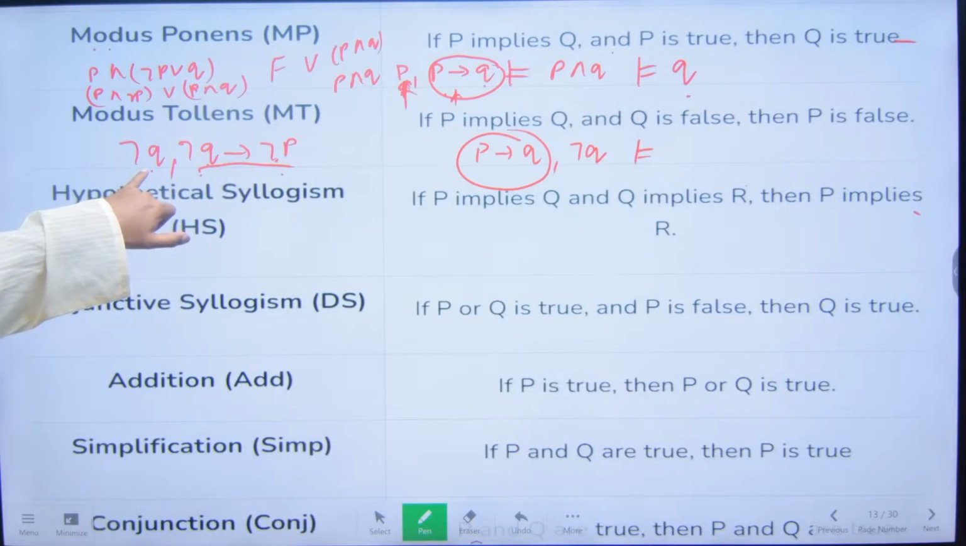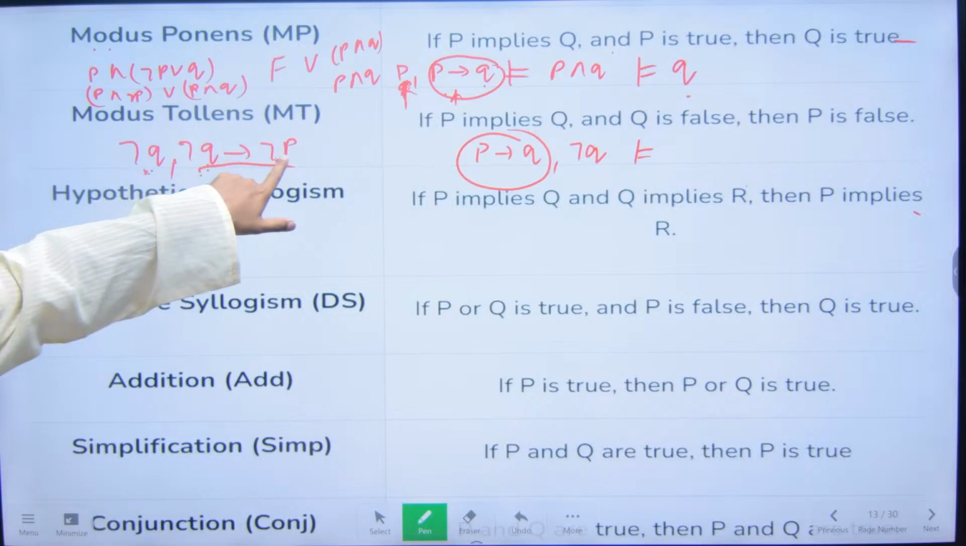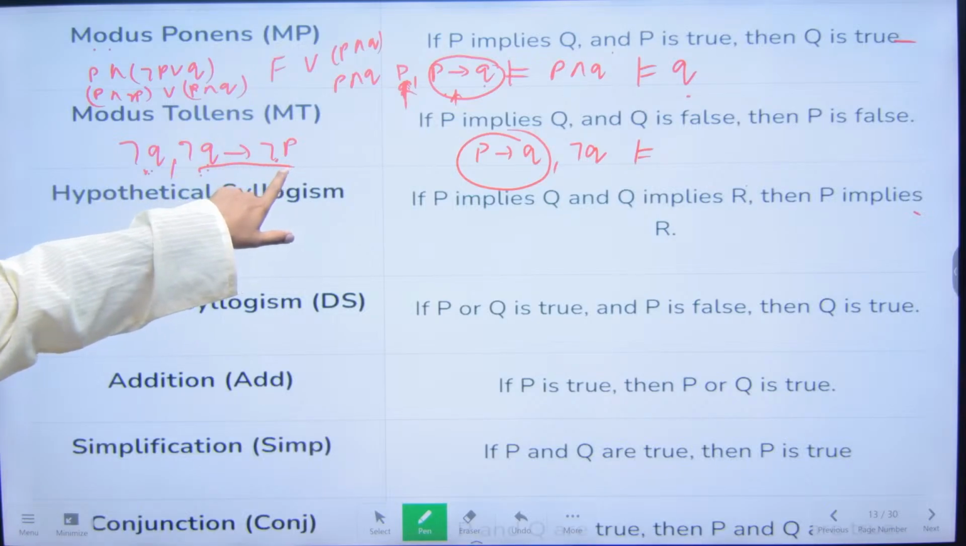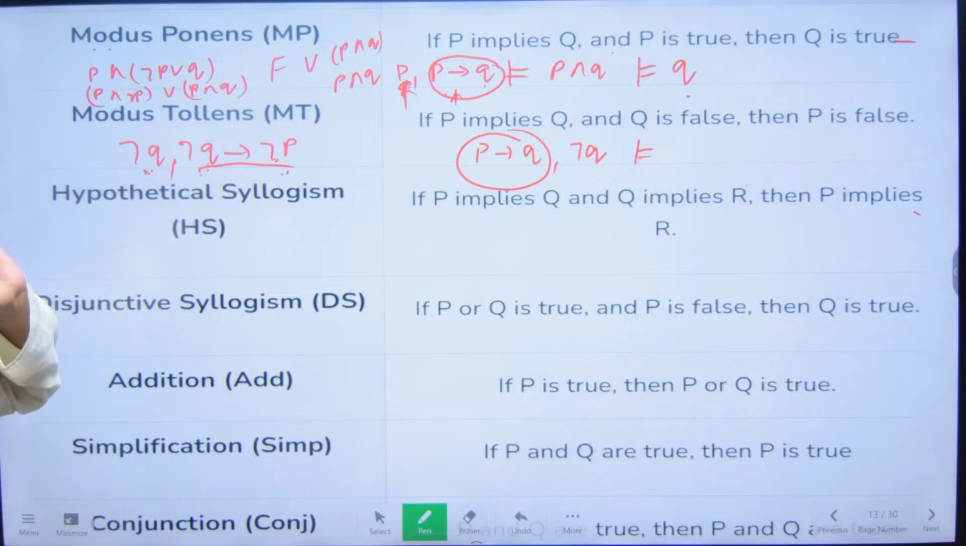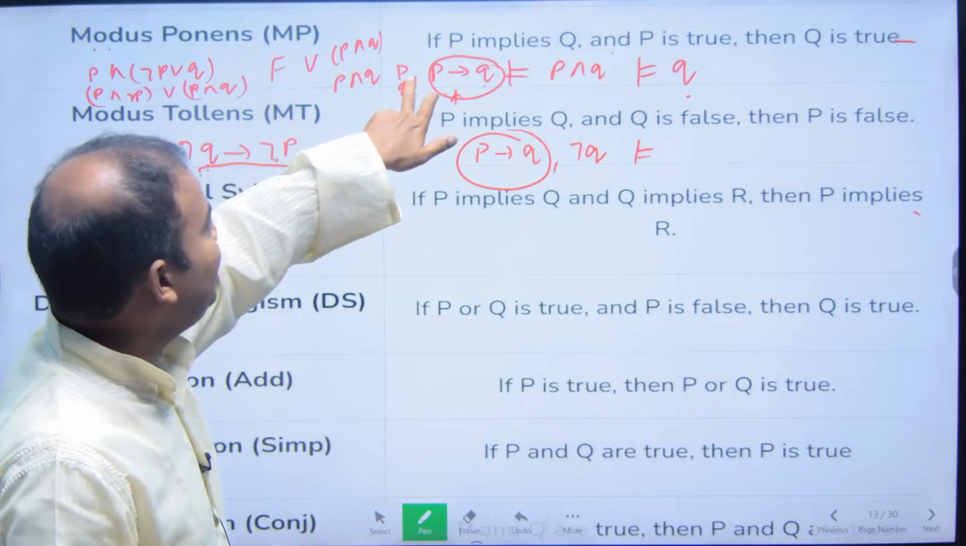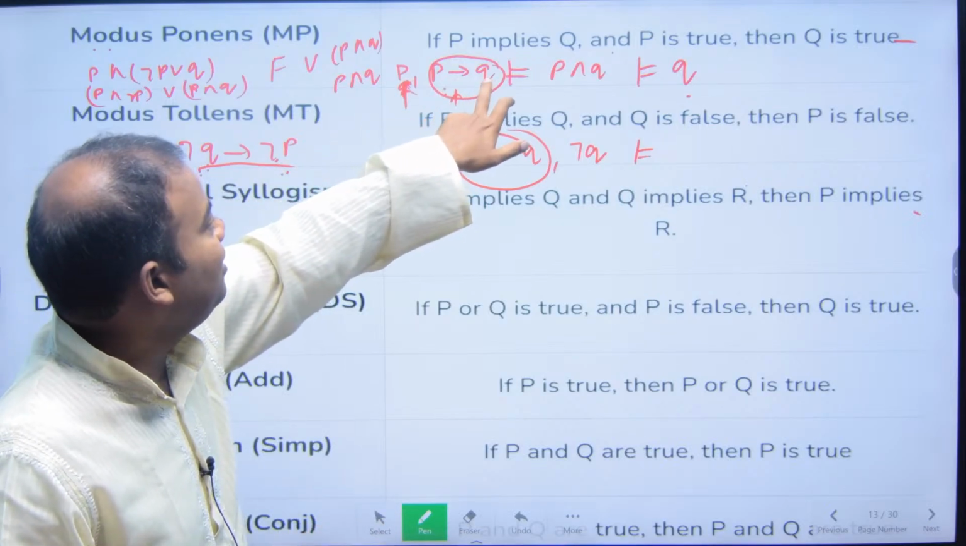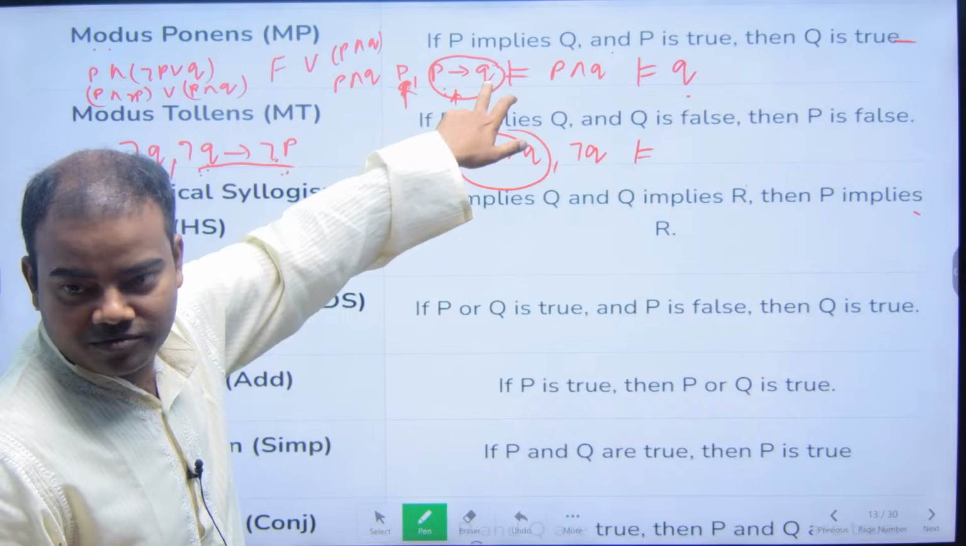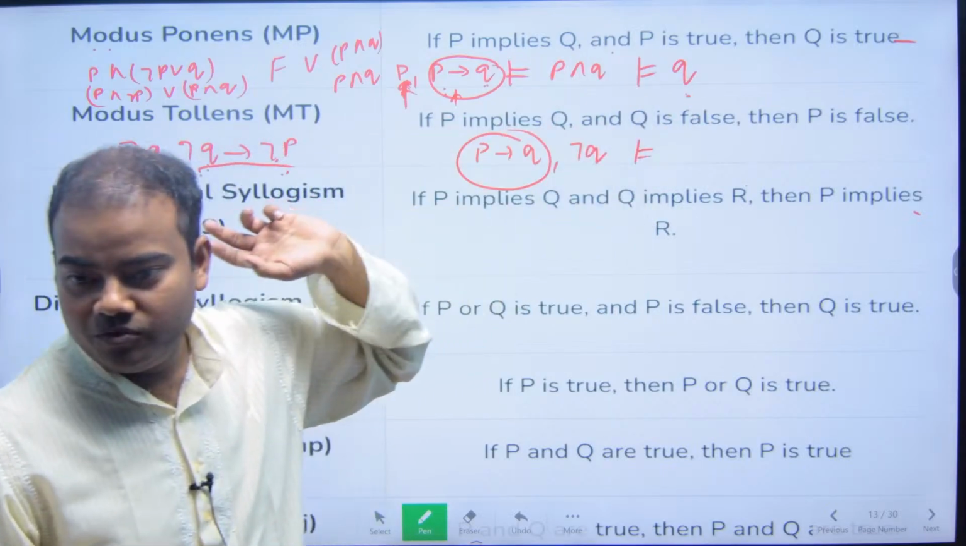Not Q is given. If not Q is true, then not P is true. If not Q is given, then not P will be true. So what is this? Here P is given. If P is given, then Q is true. So Q must be true.